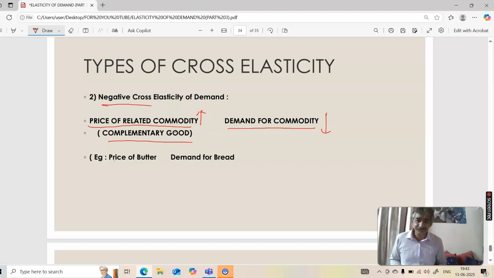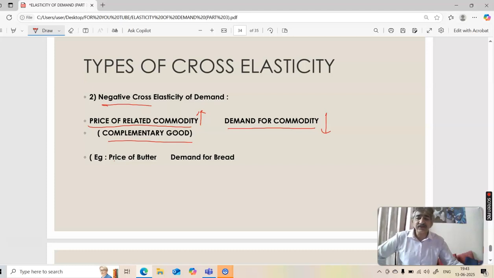Car and petrol are complementary goods. Printer and ink cartridges. Printer and ink cartridges, then only it will print. So these are the examples of complementary goods, the goods which are used together. So now if you're clear with the idea of complementary goods, let's proceed further with the help of an example.